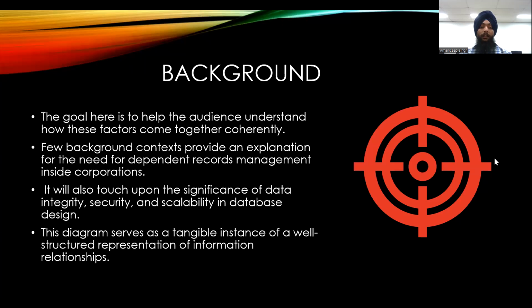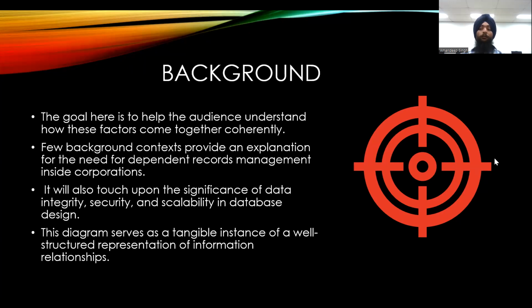So we have set the base. Now we've established the importance of database design and ERDs. Let's take a step back and look at the background. Understanding the context is very crucial in appreciating why a well-structured database is essential. In the business world, organizations face numerous challenges when it comes to managing their data effectively.